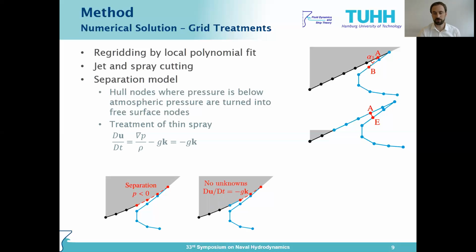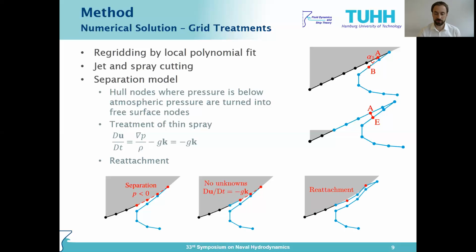It may happen that thin jets separate this way, and if that happens, we use the Euler equation directly to determine the change of the velocity at those nodes. And then we can compute phi and phi n directly at these nodes. So there are no unknowns actually at these nodes, which need to be determined from the boundary element method. And this makes the solution more stable and more efficient as well.